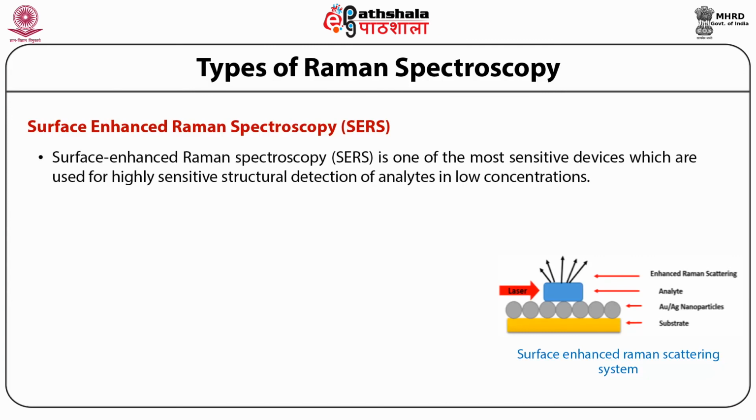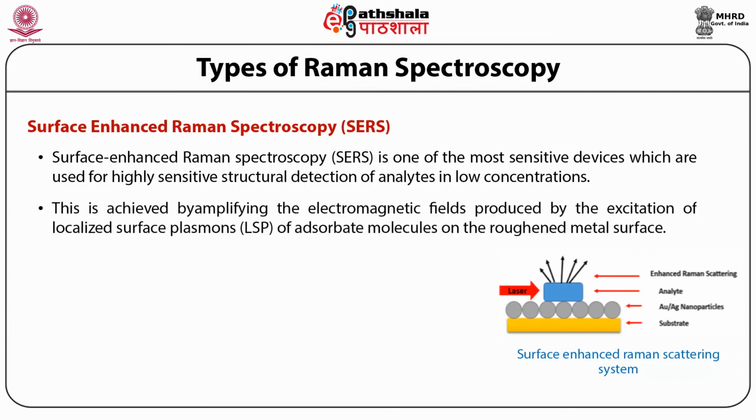Surface enhanced Raman spectroscopy or SERS is one of the most sensitive devices which are used for highly sensitive structural detection of analytes in low concentrations. This is achieved by amplifying the electromagnetic fields produced by the excitation of localized surface plasmons (LSP) of adsorbate molecules on the roughened metal surface.